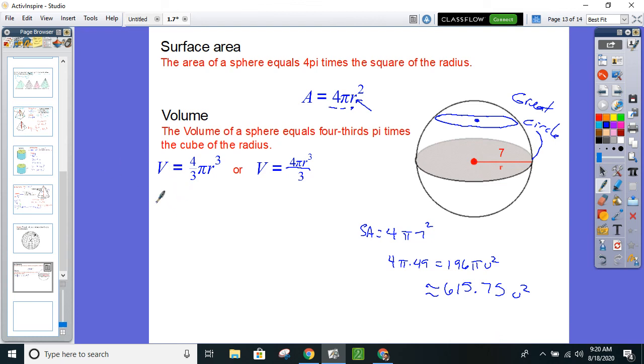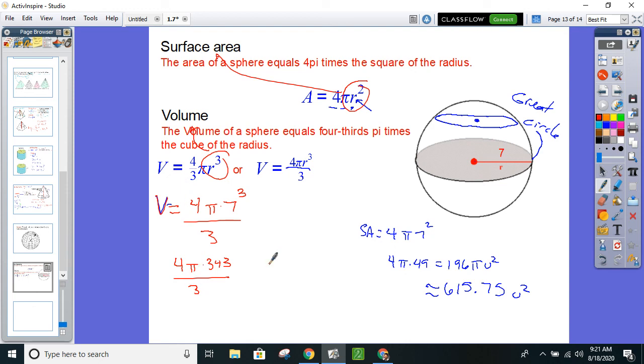Let's look at volume. Volume equals 4 pi times 7 cubed. Got to remember the cube. That's one part that, through the many years of teaching this class, we forget: one's a square for surface area, and one's a cube for volume. So we start with the exponent first. 7 times 7 times 7 is 343. So we have 4 pi times 343 over 3.